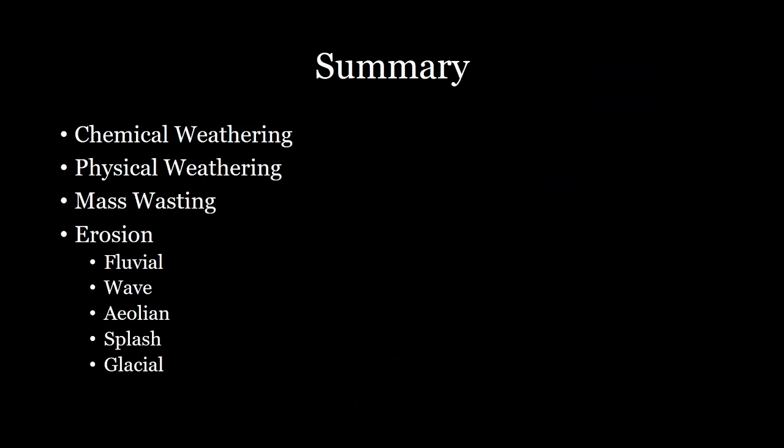That just about covers what we're going to be talking about in terms of erosion. In summary, we talked about chemical weathering, physical weathering, mass wasting processes such as debris flows, and we also talked about erosion, including fluvial erosion, wave erosion, aeolian erosion, splash erosion, and then just glacier erosion.